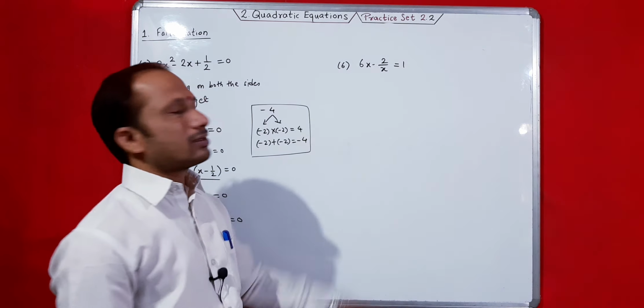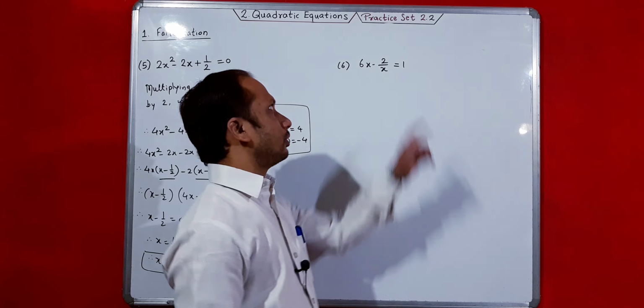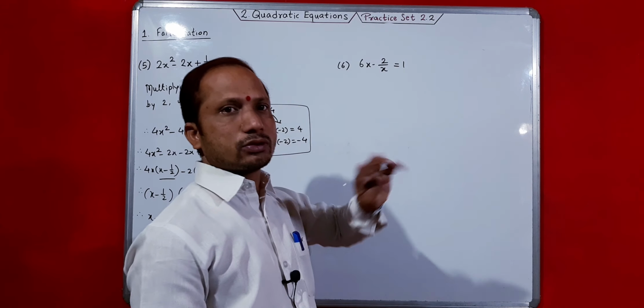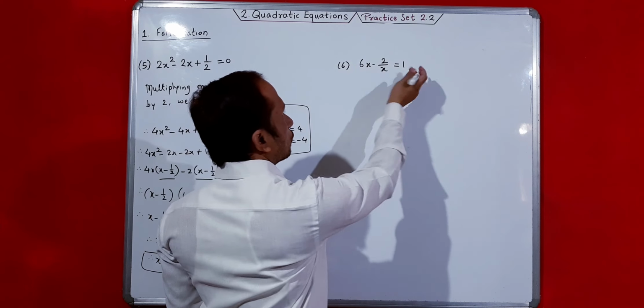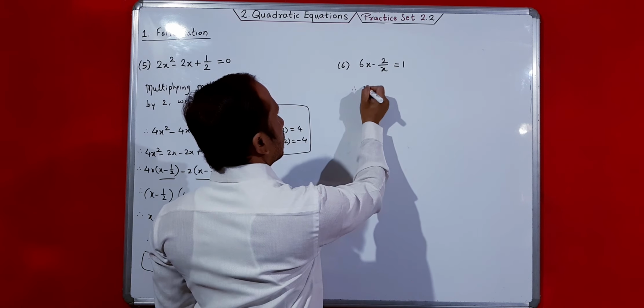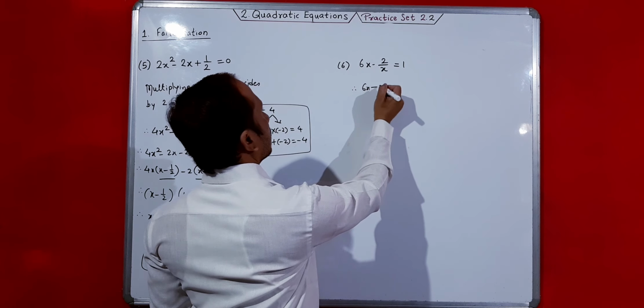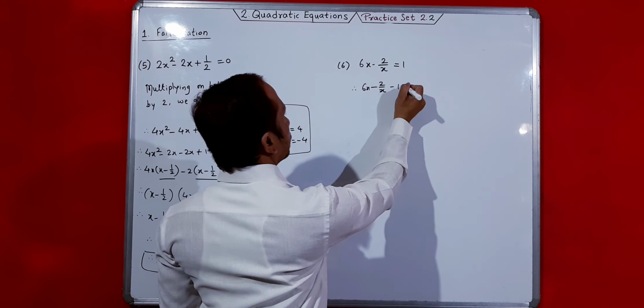In this case x is given in the denominator of 2. So we have to multiply this whole equation by x on both sides. So first rearrange this. Therefore 6x minus 2 upon x minus 1 is equal to 0.